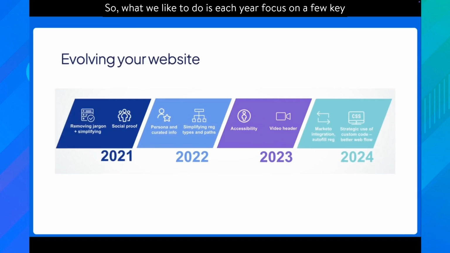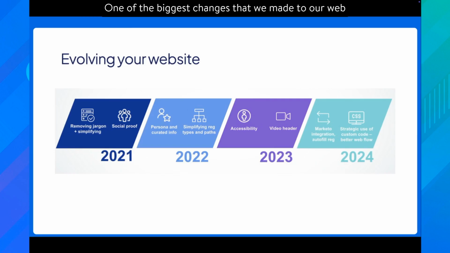So what we like to do is each year focus on a few key priorities and make that the big change for the year. And the nice thing is that we can stack these over time. So maybe we start with removing jargon and simplifying, and then we have that content fixed and we can update it in 2022 rather than starting from scratch every year.